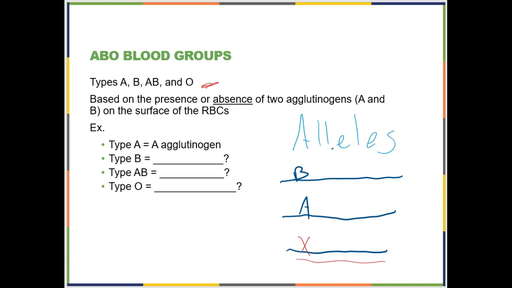So again, if you're type B, this means you have the B agglutinogen gene and either two versions of B, or B and O, and the O gene just doesn't do anything. So let's say you inherit B from dad and A from mom. Now you're AB. Both of those genes are going to be expressed, and you'll have both proteins on the surface of your cell. If you get an O gene from mom and an O gene from dad, then you have two non-functional alleles, and you are going to make neither of the agglutinogens.